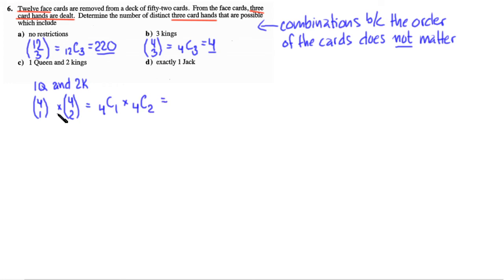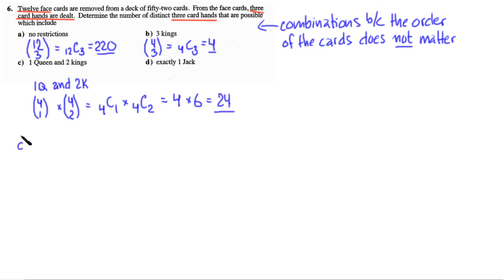And if you calculate, so 4 choose 1 is 4. 4 choose 2 is 6. 4 times 6 is 24. So 24 different arrangements involving 1 queen and 2 kings.